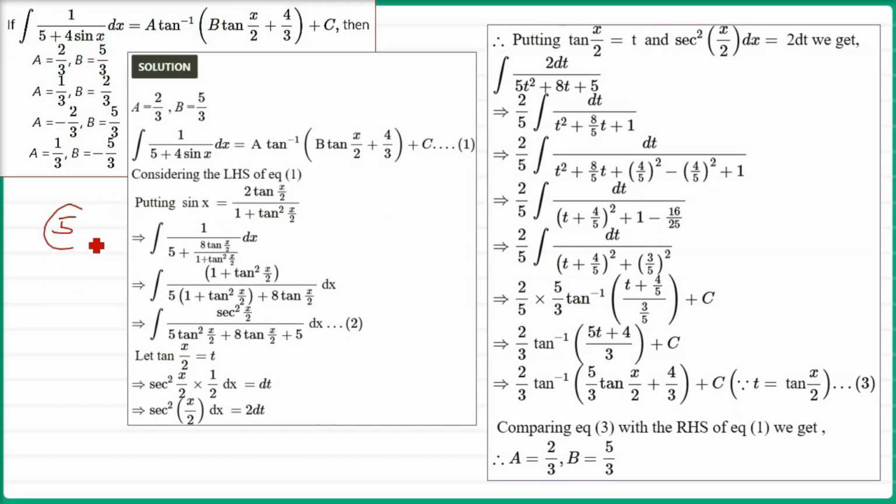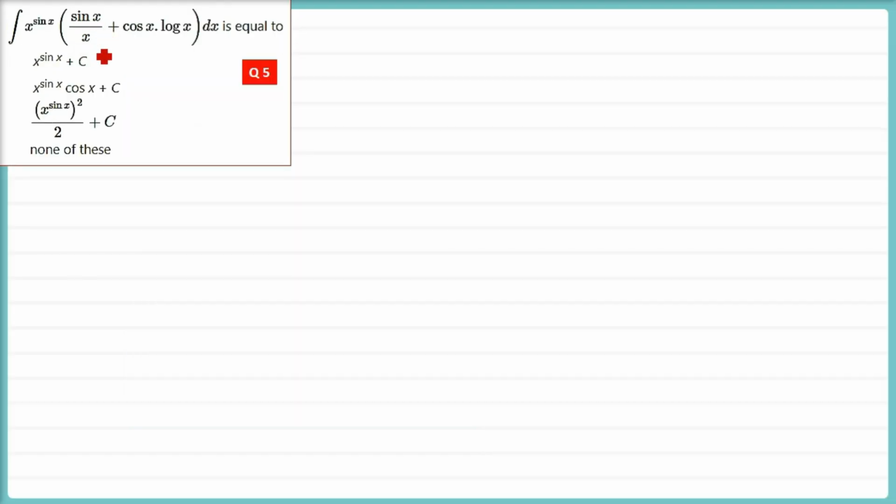How to complete it? So this is a 4 or 5 marks question. It's a very important question, right? All of these have to be done. The tan x by 2 formula you need to know, the perfect square, and finally 1 by a tan inverse x by a. Now, the integral of x to the power sin x by x plus cos x into log x dx.